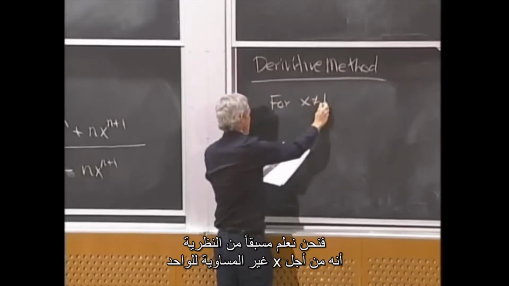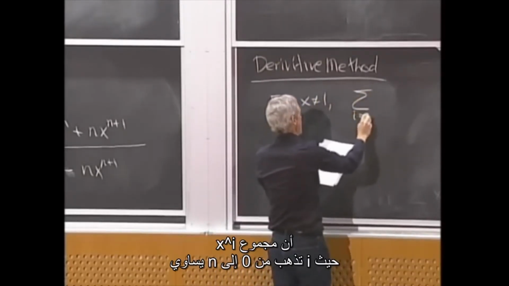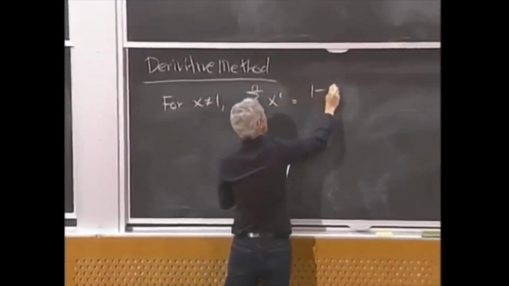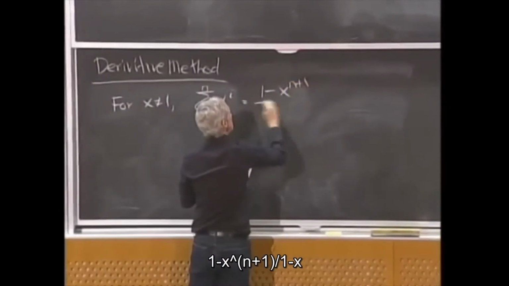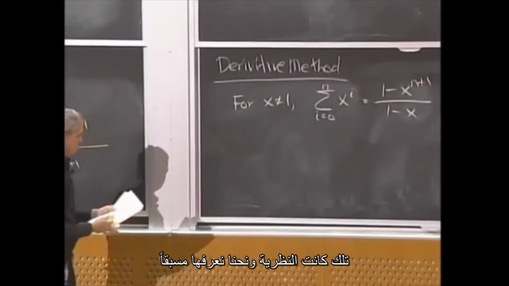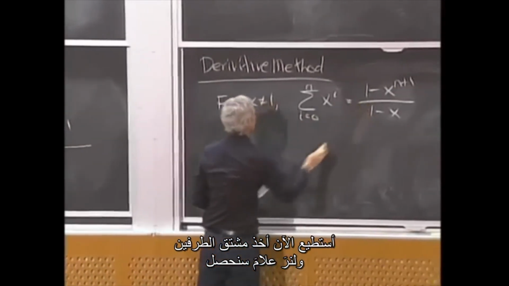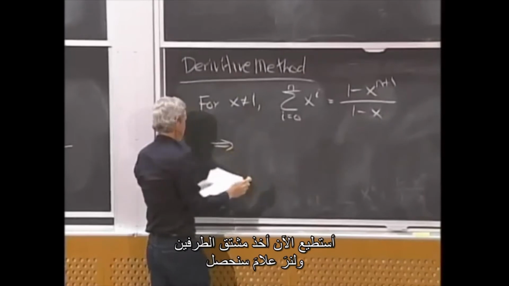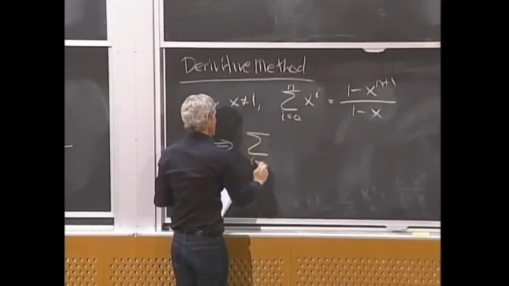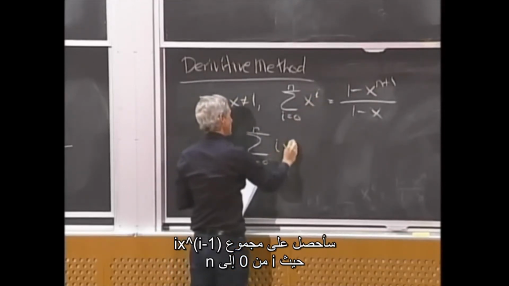So for x not equal to 1, we already know from the theorem that the sum from i equals 0 to n of x to the i equals 1 minus x to the n plus 1 over 1 minus x. That was the theorem. We already know that. Now I can take the derivative of both sides. And let's see what we get by taking the derivative. Well, here I get the sum. The derivative of x to the i is just i times x to the i minus 1.